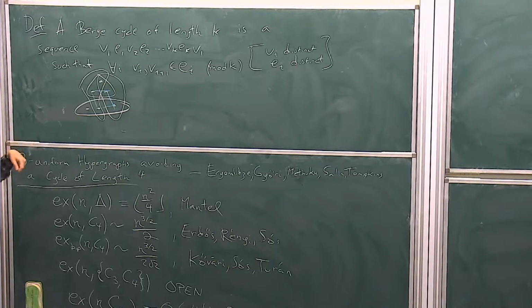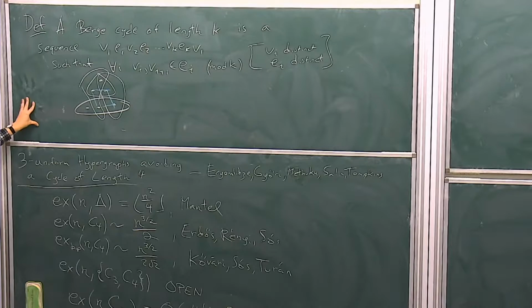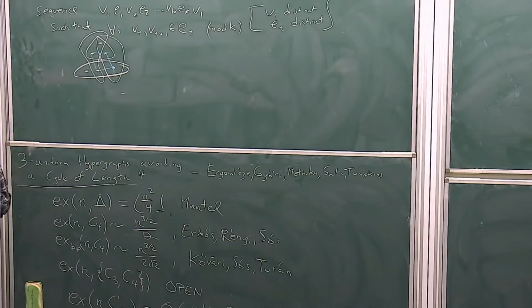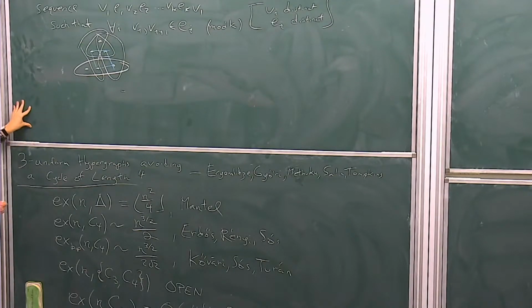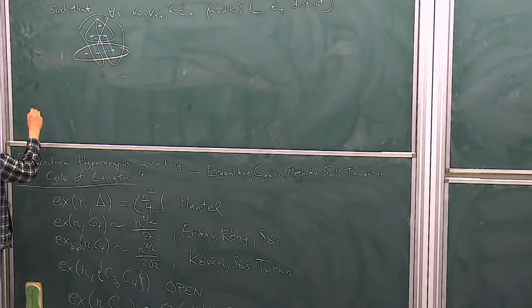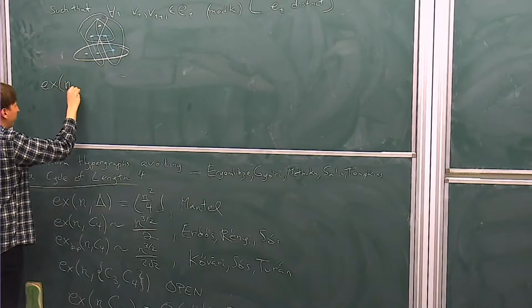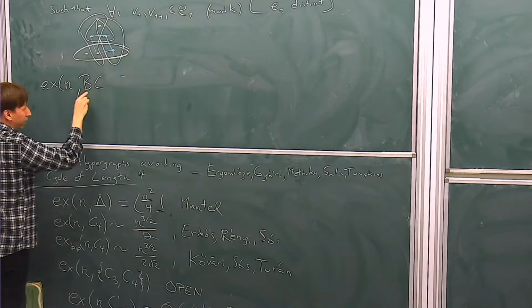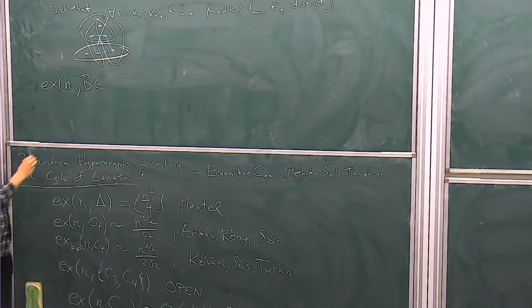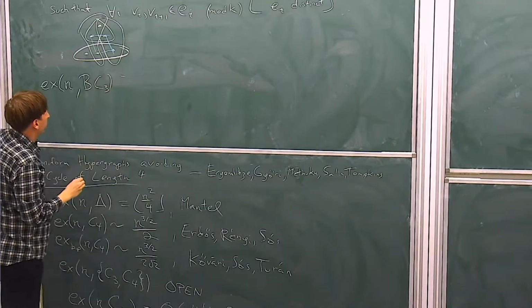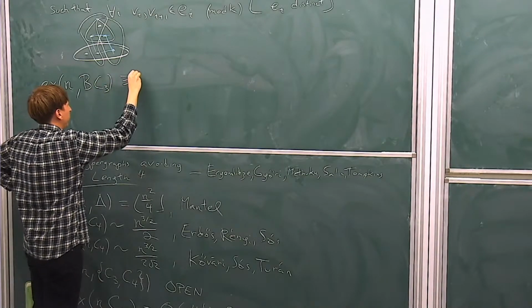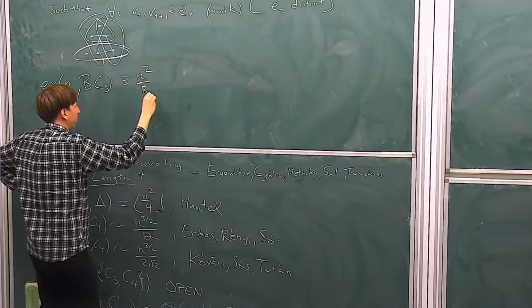I won't define a Berge path, but it's completely analogous. Okay, so what is known about the extremal number of Berge cycles? Let me start by mentioning the triangle case. The extremal number of the Berge triangle, and I'll just write a B in front to denote Berge, was proved to be n squared over 8 by Győri.